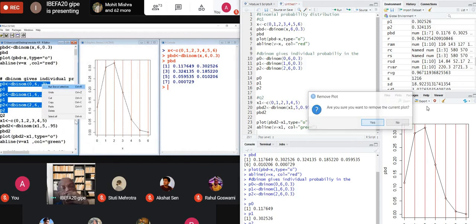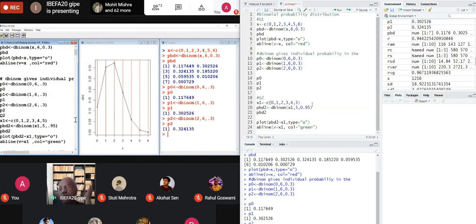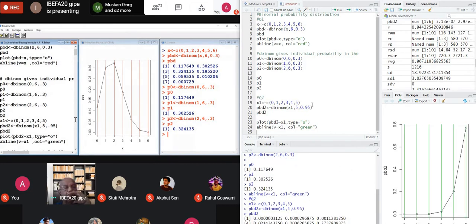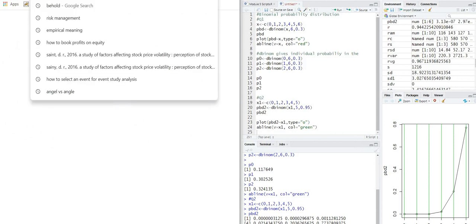See, this is question number 1. Can anyone tell me how to plot this probability on the graph? Anyone? Sir, histogram. Okay, by histogram. Further. Sir, bell curve. Bell curve.